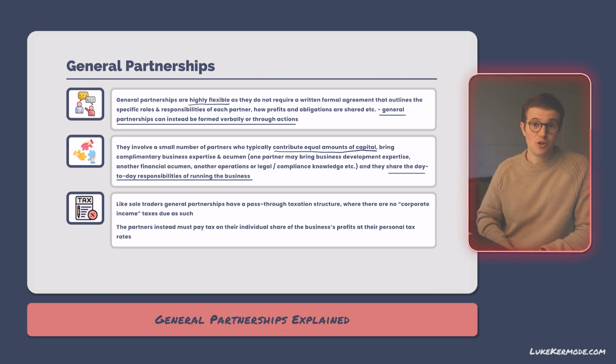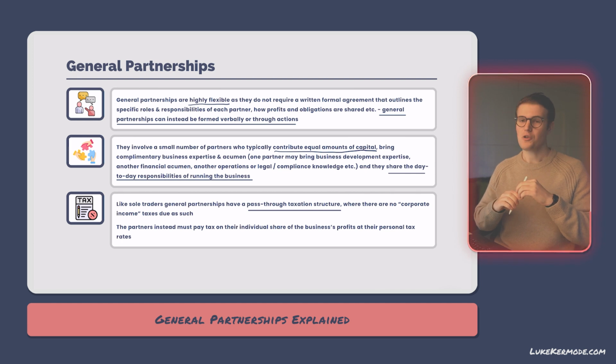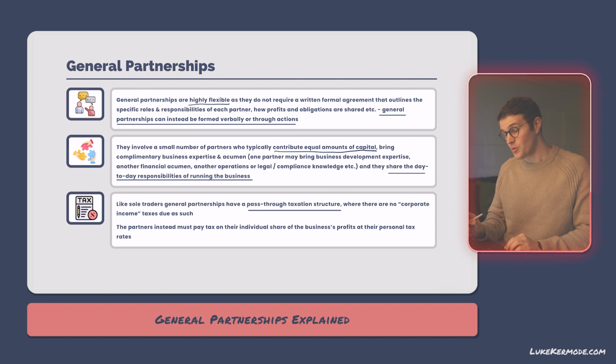And like sole traders, the taxation structure is very similar for a general partnership. The business follows a pass-through taxation structure. And that means there's no corporate income taxes due. The business itself is not taxed. So business profits are not subject to any form of corporation tax or corporate income tax. Instead, the profits are passed on directly to the partners, and then the partners have to pay personal income tax on their share of the business's profits.